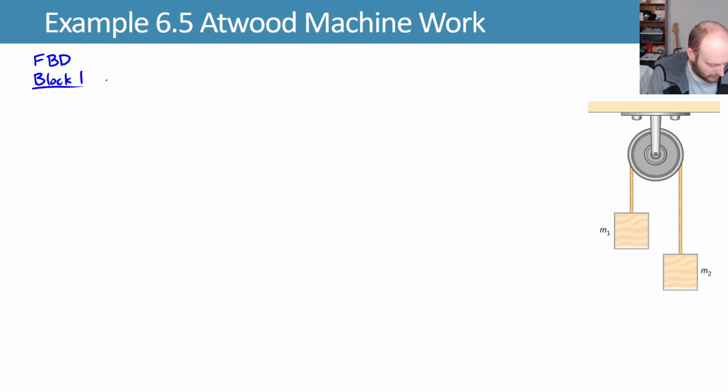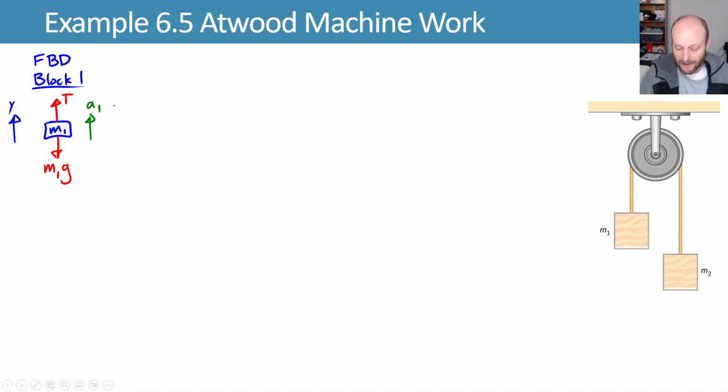which will look like a block with mass 1. Let's make it a little bit bigger so we can fit mass 1 in there. And then we'll have some forces acting on it. My y coordinate will be acting up, and we'll have a force of tension in the rope pulling up on it, and then it will feel the weight of itself dragging it downward. And we would expect that it would accelerate upward. So the acceleration of block 1, we expect, since it's lighter than block 2, should probably accelerate upwards.